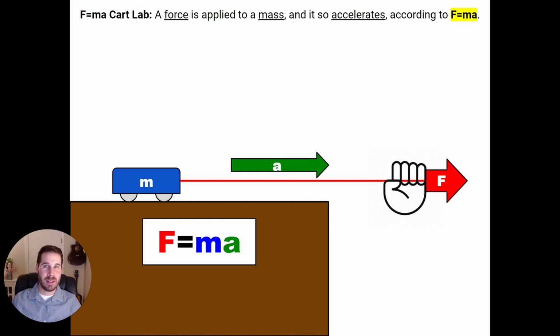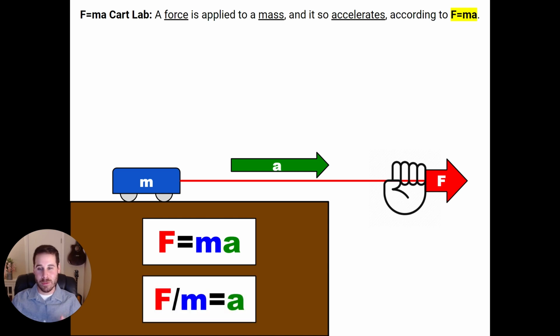This is Newton's second law of motion, which says that the net force being applied to a mass will cause that mass to accelerate a certain amount. You could also rearrange this equation to figure out how much an object will accelerate or speed up. You could solve for acceleration by dividing both sides of the equation by m, in which case you would get force divided by mass equals acceleration.